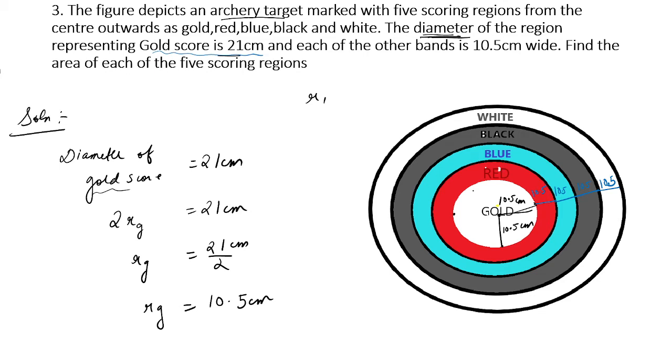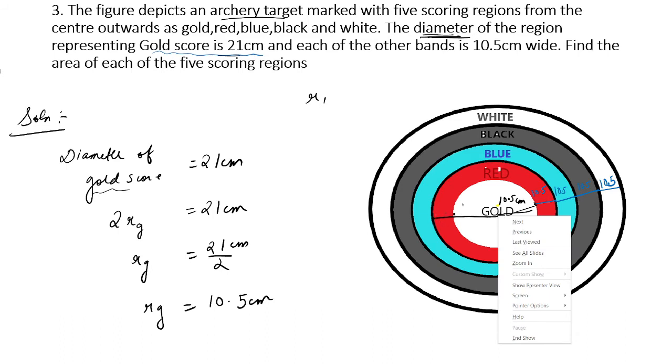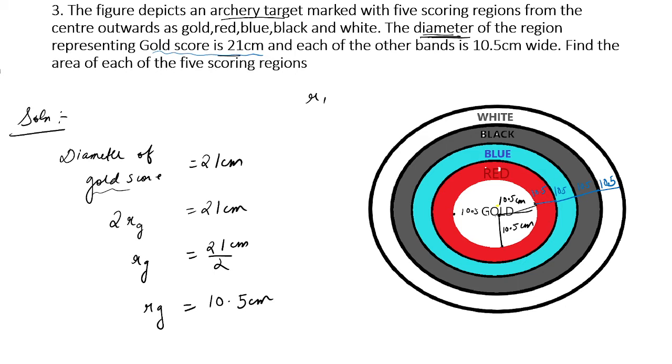That means focus on this circle. From this given line to this radius, how much will it be? The radius of gold is 10.5, and the width of this circle is 10.5. So what is the radius going to be? Let's just rub it off. Clear with this? The radius of the gold, what do we find out? 10.5. So from here to here is 10.5, and we know that the width of the red region is going to be 10.5. Clear? Each of the other bands, so this band is 10.5. Clear? So that means the radius of red is going to be 10.5 plus 10.5, right?